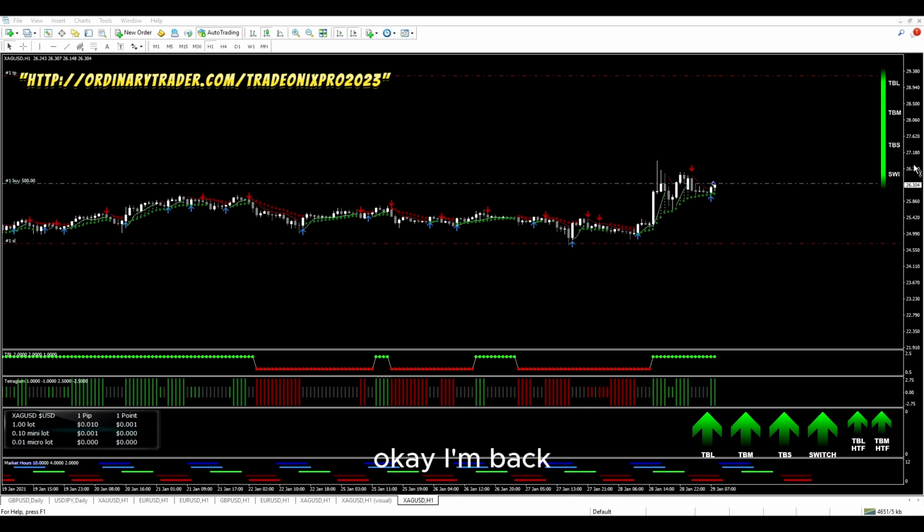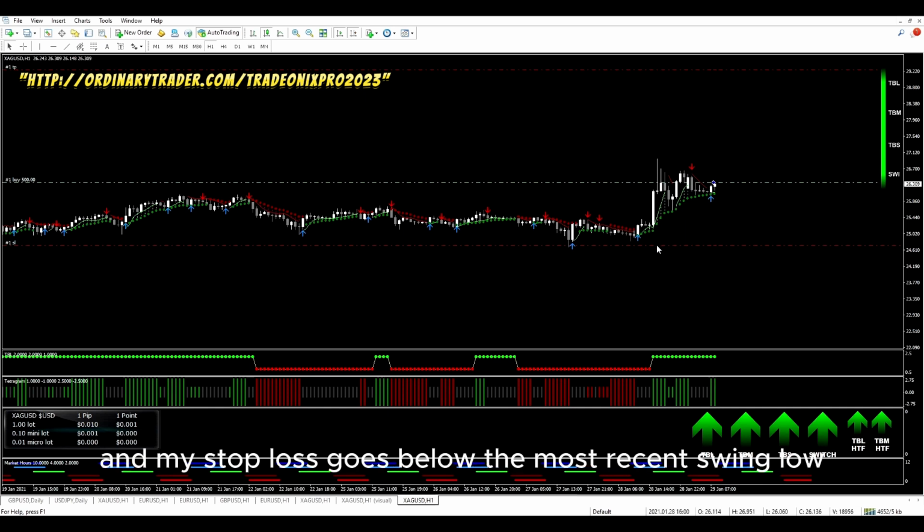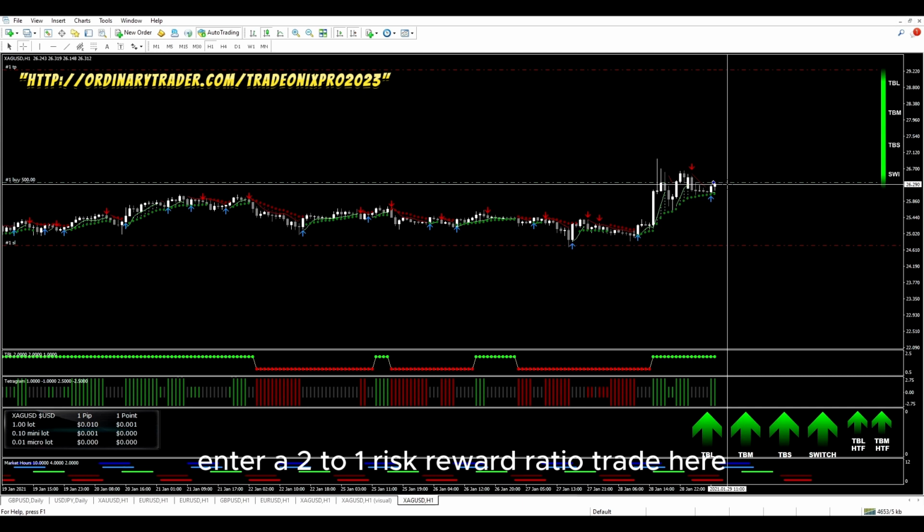Okay, I'm back, and as you can see, I've just entered here at the close of this signal candle. So my entry is here, and my stop loss goes below the most recent swing low. And all the indicators are very strongly indicating an uptrend. I decided then to enter a 2-to-1 risk to reward ratio trade here.